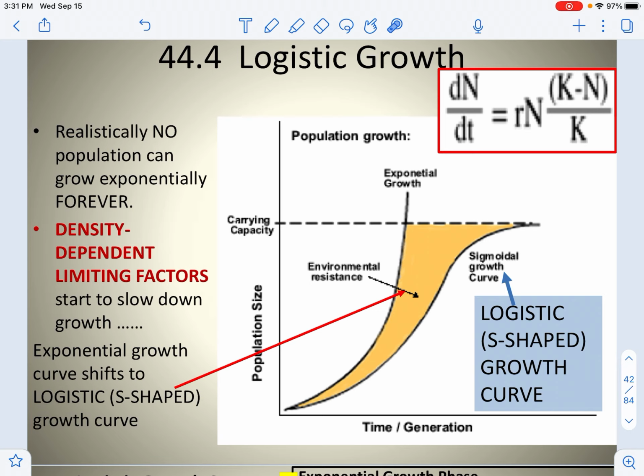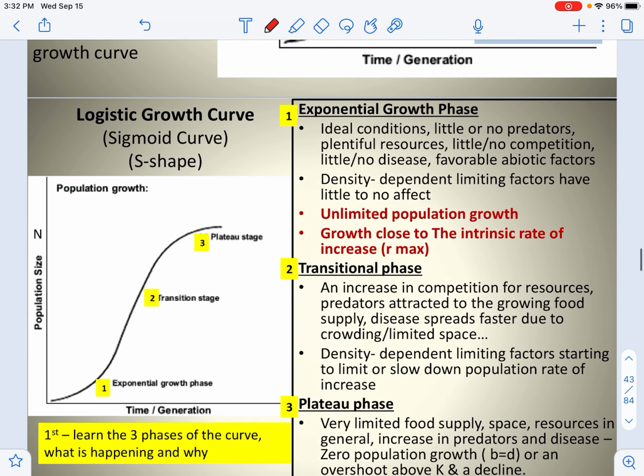So let me just show you a logistic growth curve here. Again, here's the equation. Remember, realistically, no population can grow exponentially forever. Density-dependent limiting factors will start to slow it down. And so you can see here, here's an exponential growth curve, but you can see that gets shifted to the logistic growth curve, which is also called the sigmoid growth curve. That's also why we call it the S. See, this is what they do to make it confusing. So this equation up here goes with that one there.